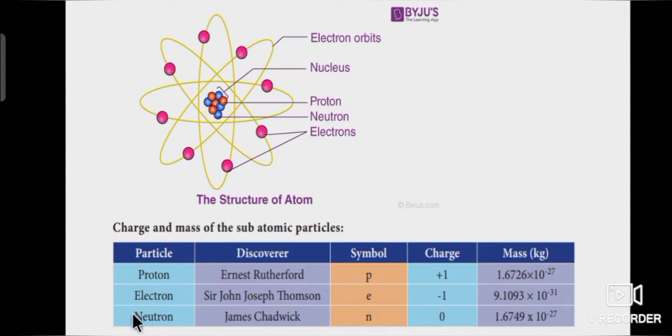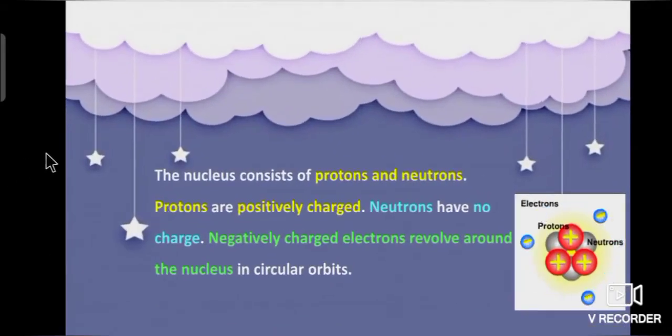Next, the neutron was discovered by James Chadwick. Symbol is n. Charge is 0. The mass of the neutron is 1.6749 × 10^-27 kilogram. Students, the nucleus consists of protons and neutrons. Protons are positively charged. Neutrons have no charge. Negatively charged electrons revolve around the nucleus in circular orbits.